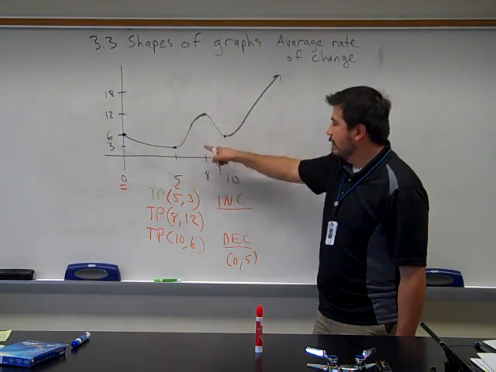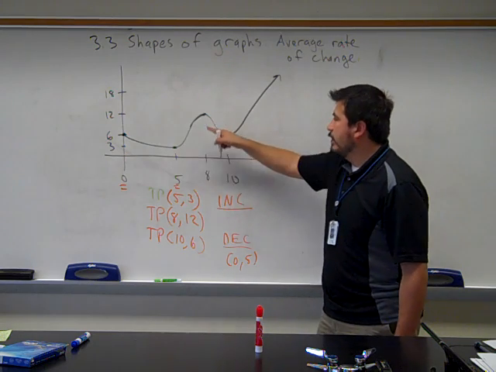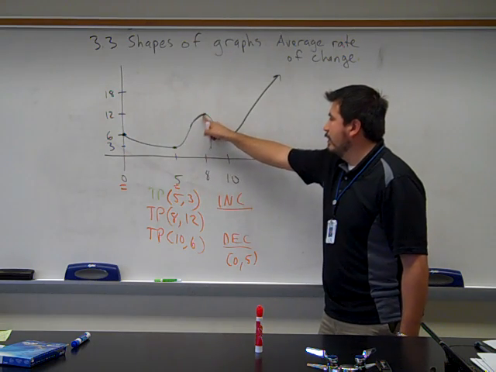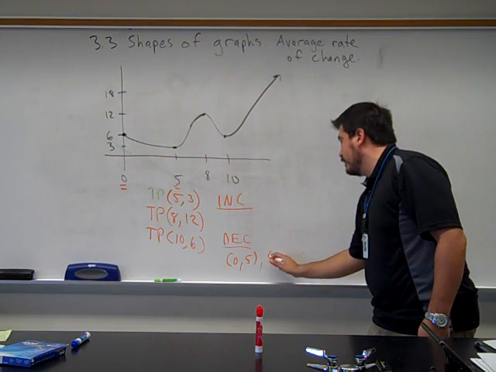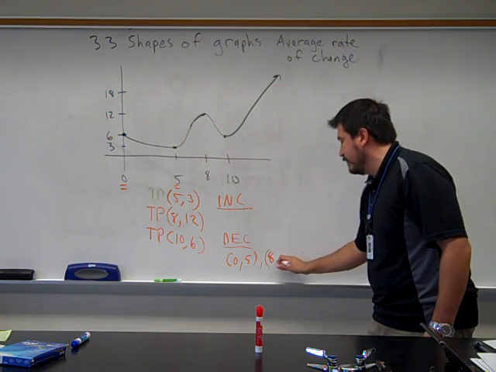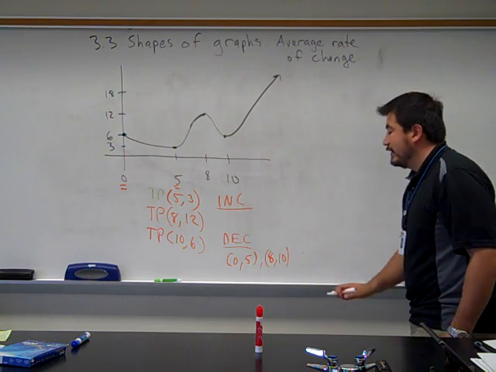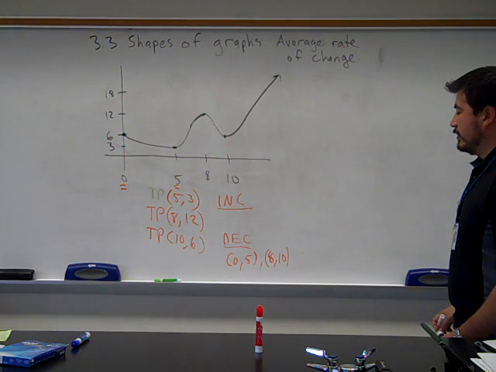At 5 and up to 8, looks like I'm going up. But from 8 to 10, my function is decreasing. So I'll just list it. You don't have to use unions here. We're just listing intervals. So from 8 to 10, we are decreasing.